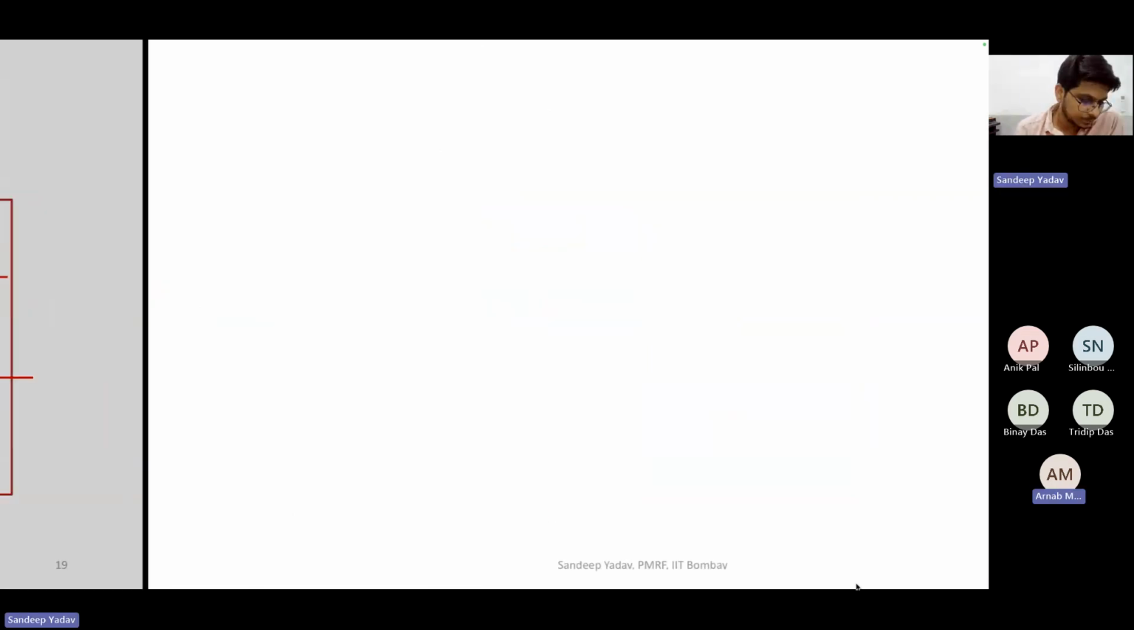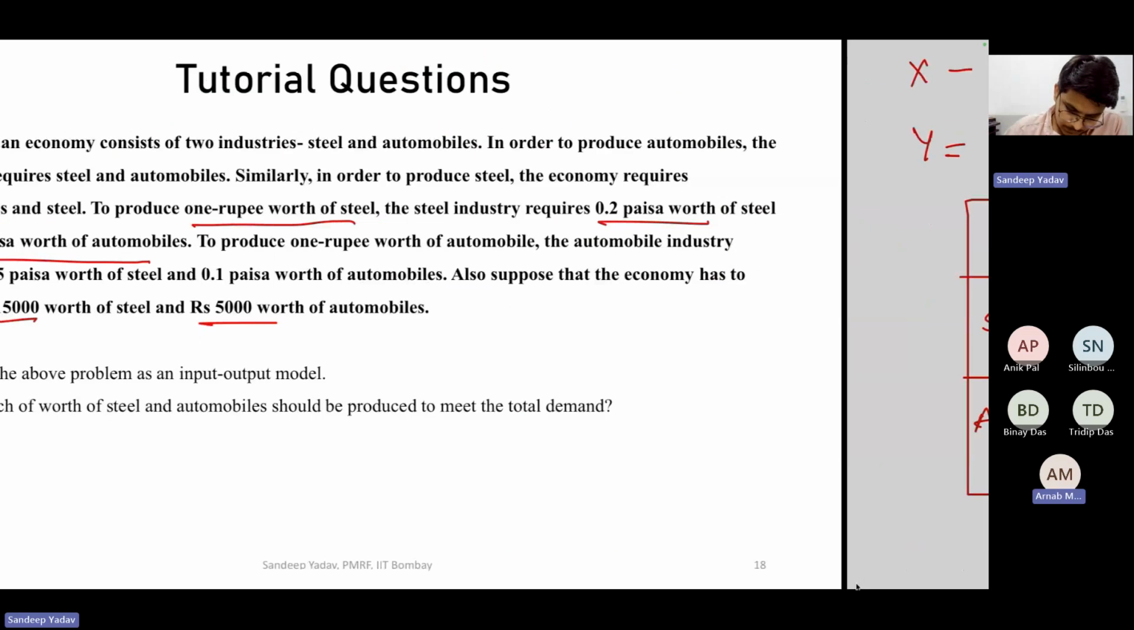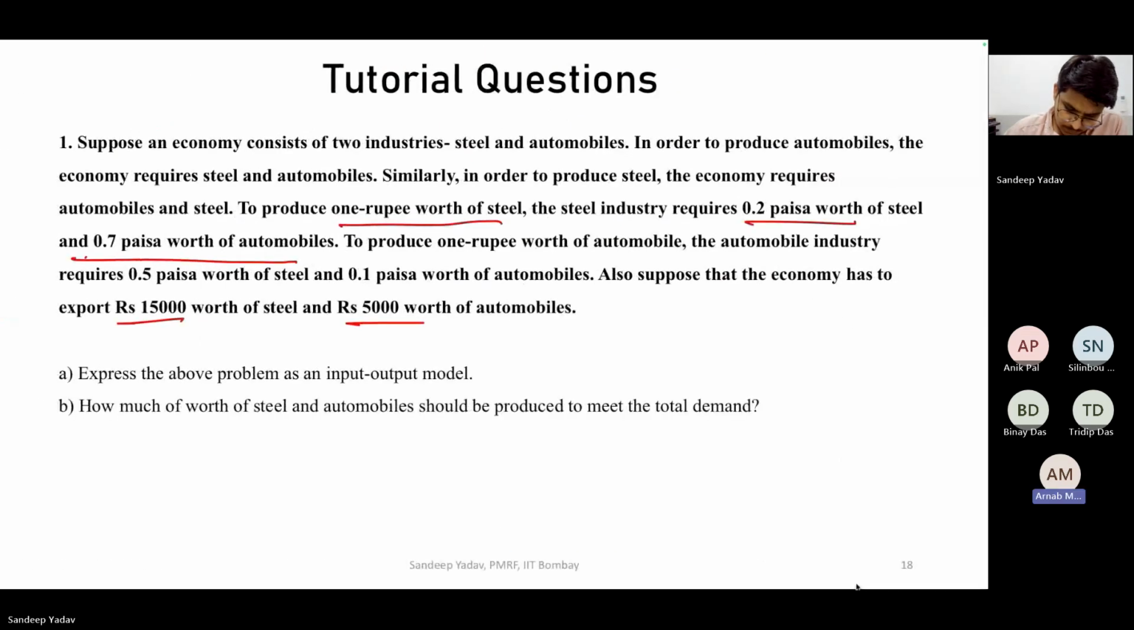We have developed an input output table. Sir, can you go back to the previous slide, please? I missed it. Yes, previous. This one. Yes. I just need some data. Okay.